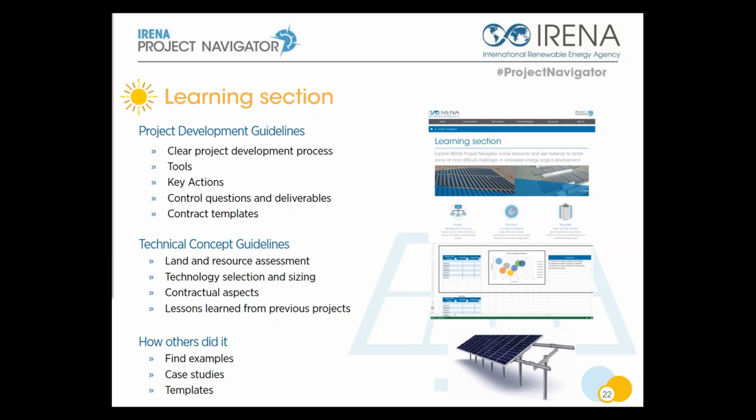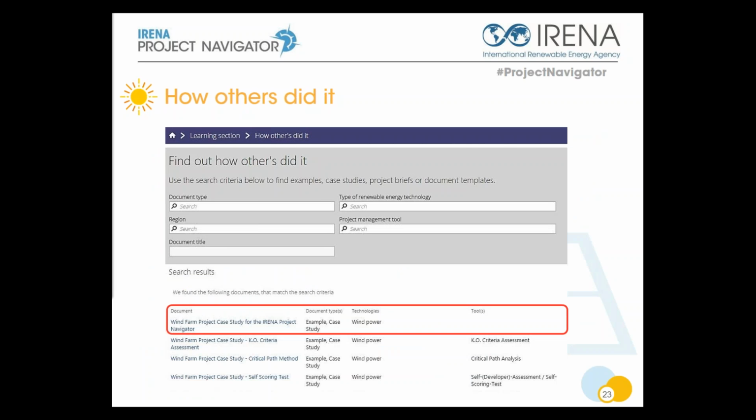We will help you with the selection of the technology and the possible size of your project, or optimizing the size of the project, but also logistical aspects, and then more technology related contractual aspects are key in the technical guidelines. A very important part is the section on how others did it. The idea of this part of the Project Navigator is not to leave you alone with more technical and theoretical explanations.